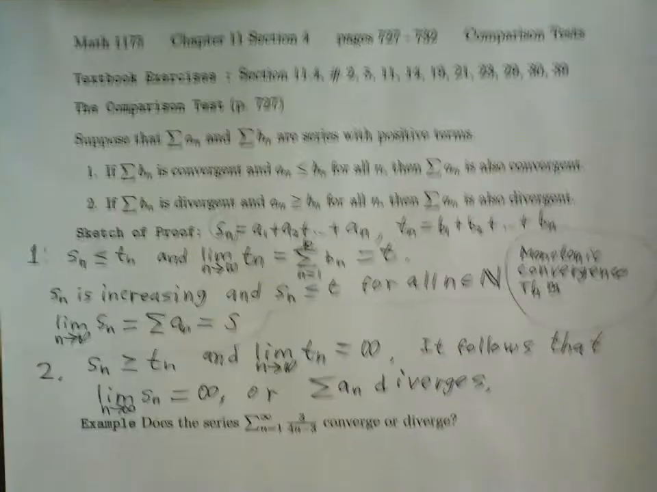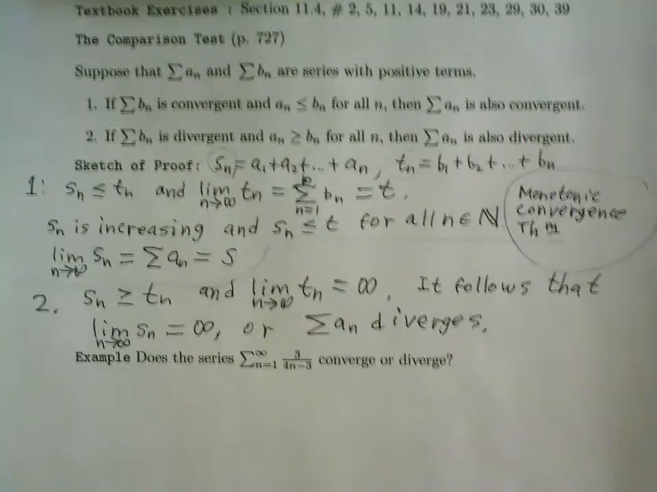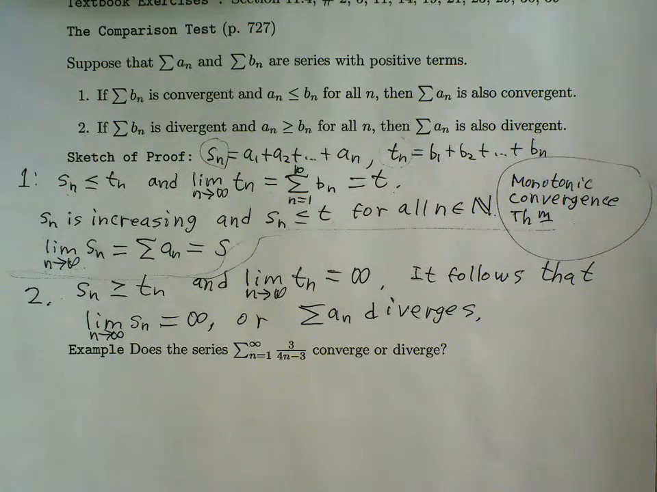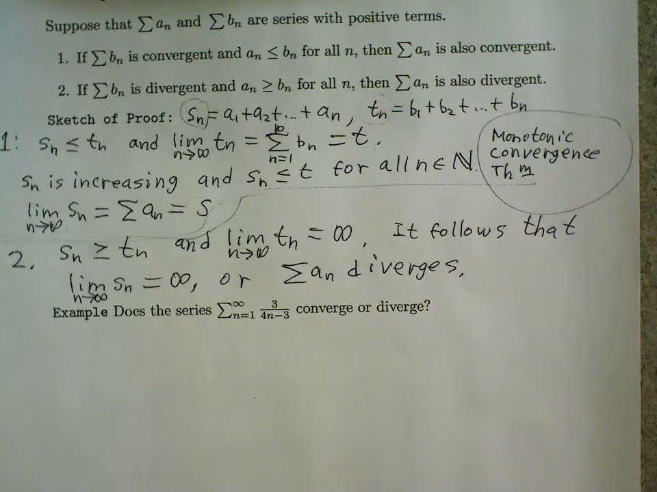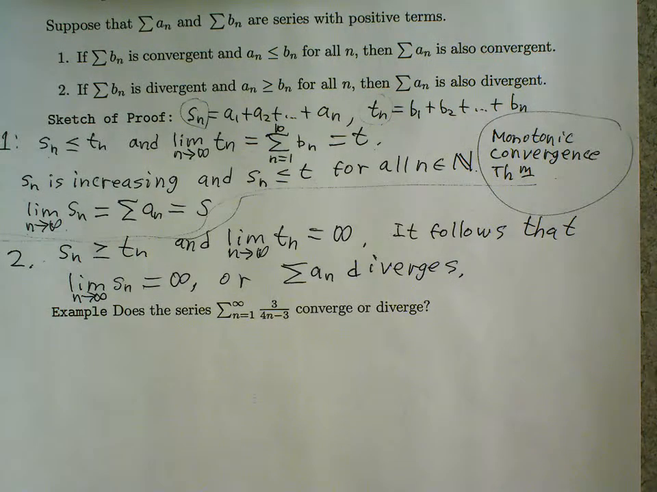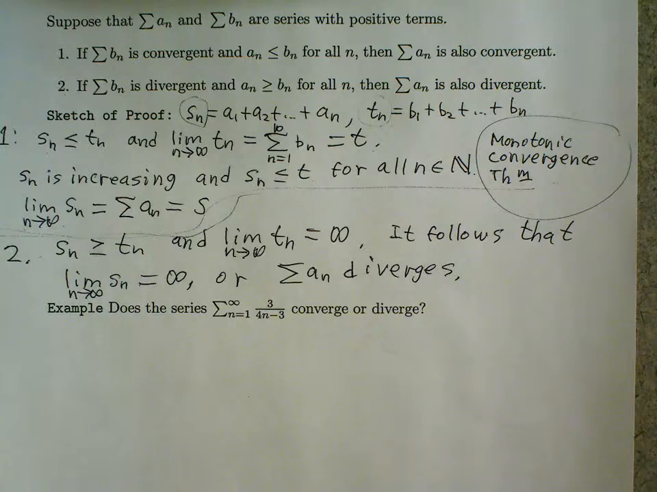Okay, let's look at our first example. Does the series of the terms 3 over 4n minus 3, as n goes from 1 to infinity, converge or diverge? What do you think? So a rare chance to contribute. So go ahead and type in. What do you think? Does it converge or diverge?